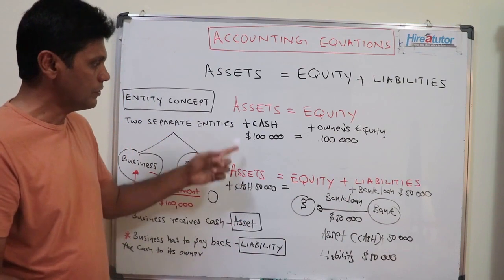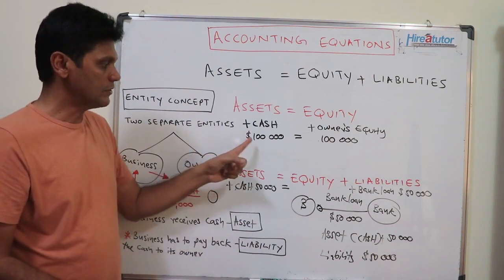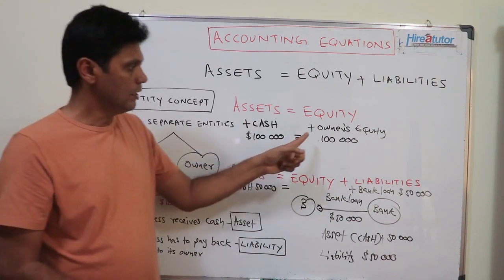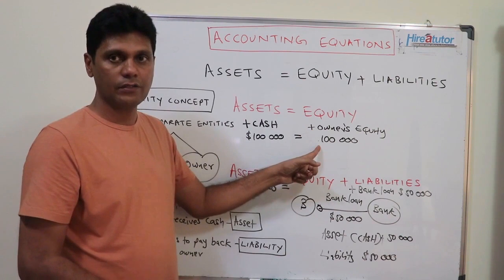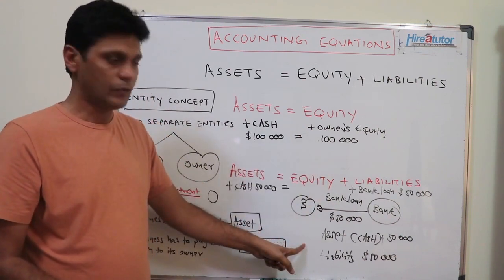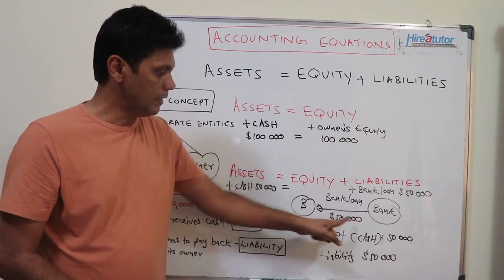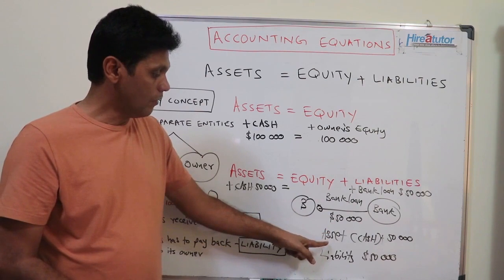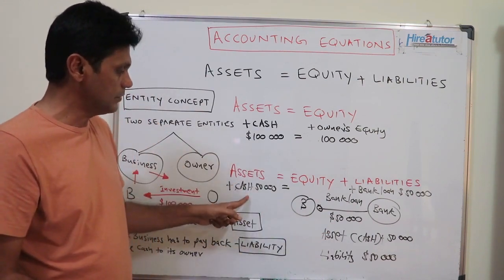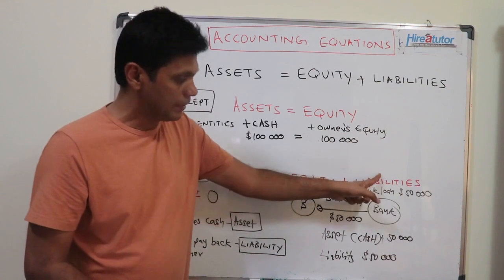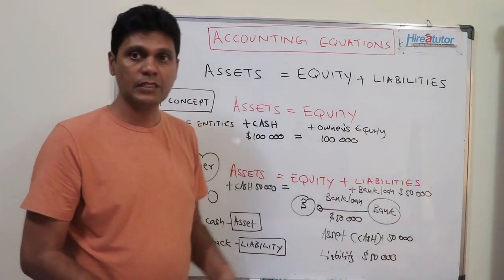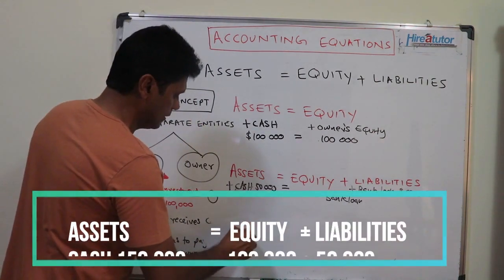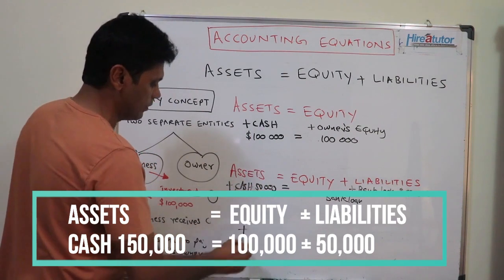In this scenario, in the first transaction, the owner invested 100,000, the cash increased by 100,000 and the owner's equity increased by 100,000. In the second scenario, the business obtained a bank loan worth 50,000. So the cash balance increased by 50,000 and also the liability to the bank increased by 50,000.